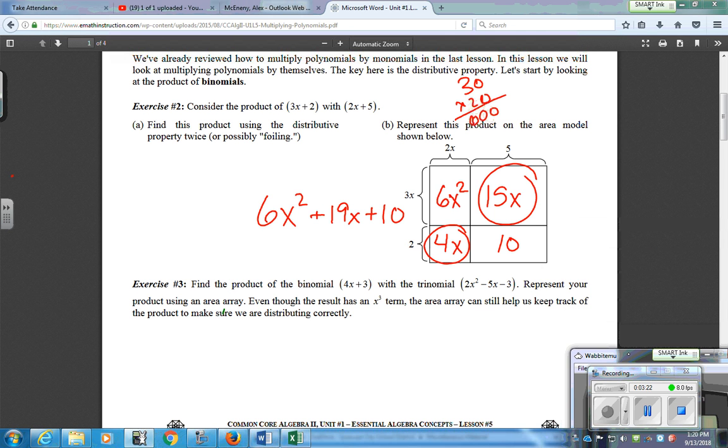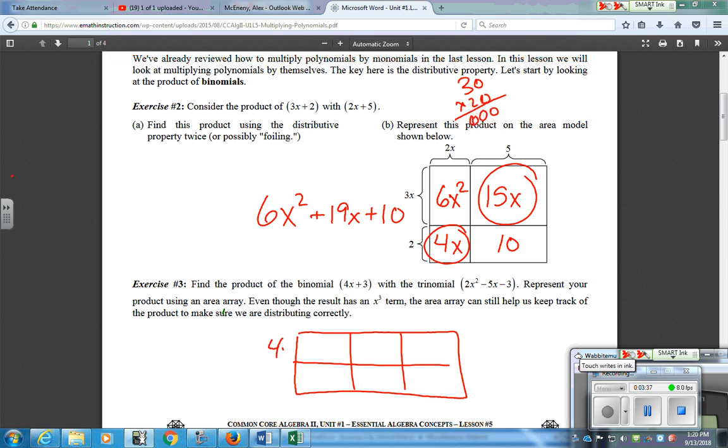Now, this box method is a lot easier, a lot more helpful, especially with exercise 3. In this case, we have what we're going to call a 2 by 3. So we've got 4x and 3. And then we've got 2x squared minus 5x minus 3. So we need to fill every box with each product. So 2x squared and 4x, again, we increase the powers. 2 times 4 is 8, and x squared and x to the first would be x to the third. 4x times negative 5x would be negative 20x squared. Then we have 2 x's. Negative 3 and 4x would be negative 12x.